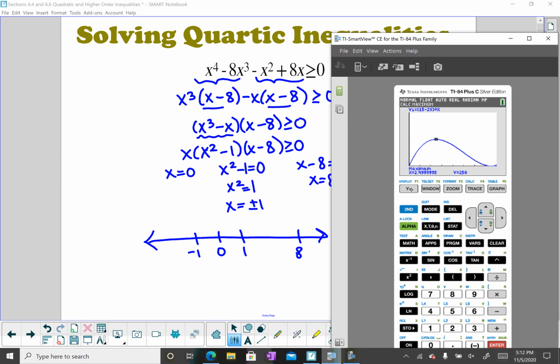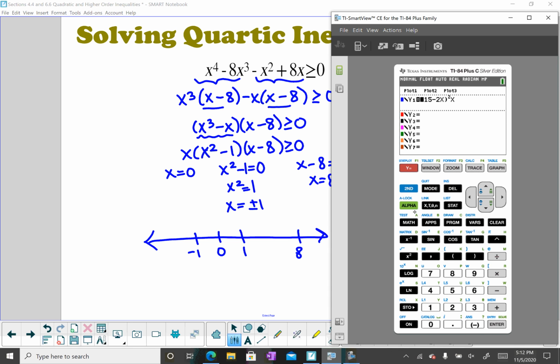So in your graphing calculator, let's put our function in. X to the 4th, minus 8x to the 3rd, minus x squared, plus 8x. And then instead of going to the graph, I'm going to go to the table of values. So I'm going to hit second graph. And then you can easily see what x values will give you certain numbers. And this is a good way to check your breaking points too. You can see -1, 0, 1, and if I scroll down to 8, those would all have y values of 0. So those are your breaking points.